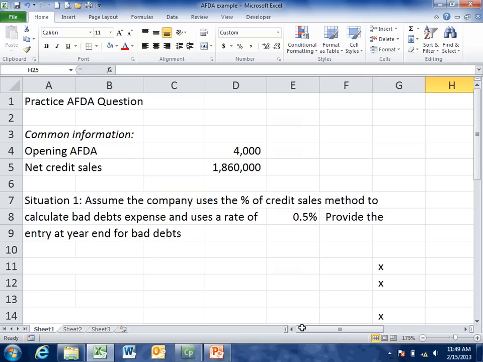So right away you should be telling yourself, I'm focused on percentage of credit sales, so whatever number I calculate here is going to be my bad debt expense. So how do I deal with this? Well, it's percentage of credit sales, right?